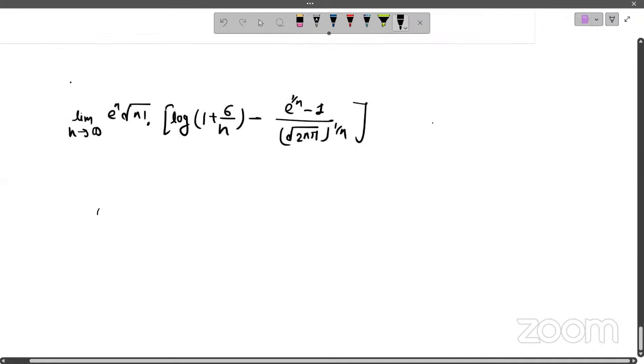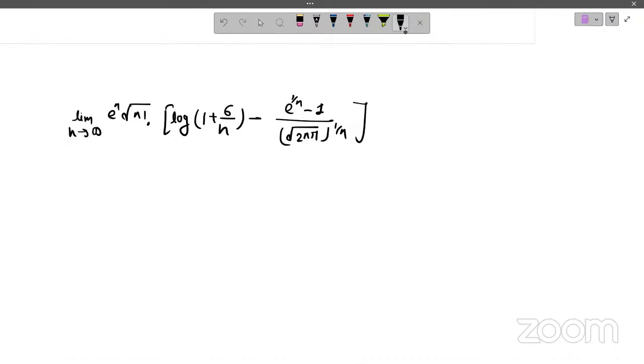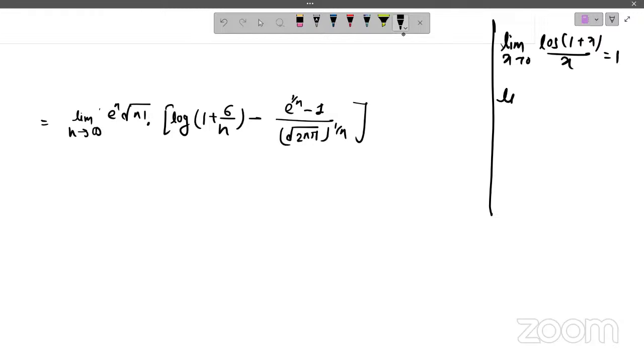So this is our function. We have to find the limit of this function. Now it looks so horrible, with so many terms involved. But at the back of our mind, we should always remember these limits. First, the limit as x goes to 0 of log of 1 plus x upon x is equal to 1. Similarly, the limit as x goes to 0 of e to the power x minus 1 upon x is equal to 1.